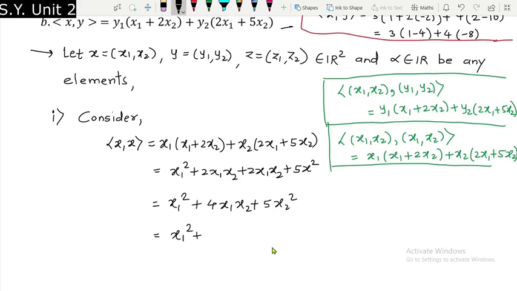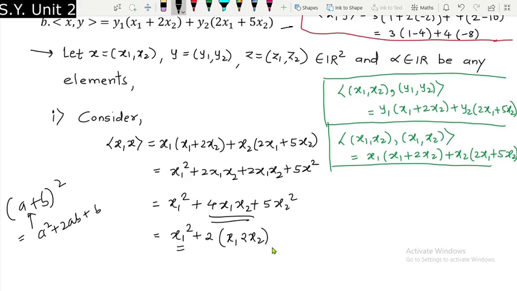So naturally you can think of (a plus b) whole square, but what should be a and what should be b? Since x1 square is in the picture, you can easily guess, or maybe from the middle term you can guess. How can you write the middle term? The middle term can be written as twice x1 times twice x2. Since you have to write it as (a plus b) whole square, and x1 square is already present, because (a plus b) whole square is a square plus twice ab plus b square, you can predict the value of a, and the value of a should be x1 by comparing this term and this term.